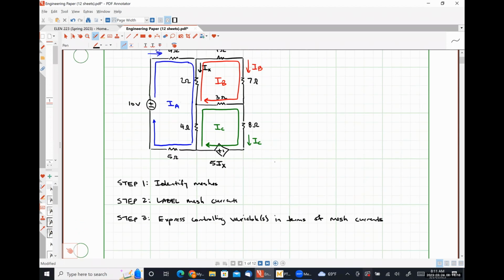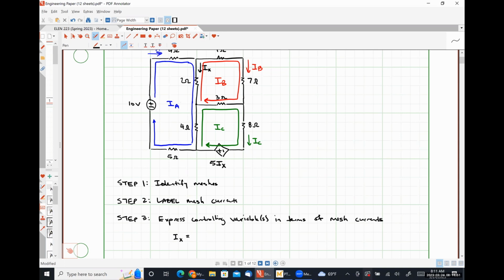So our controlling variable in this case is the current IX that's flowing down through our 2 ohm resistor there in the top middle of the circuit. And so how we're going to write this expression is we're going to figure out what the total current flowing through the 2 ohm resistor is. So the 2 ohm resistor is between mesh A and mesh B. So we should expect a contribution from mesh current A and mesh current B.